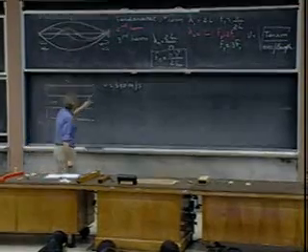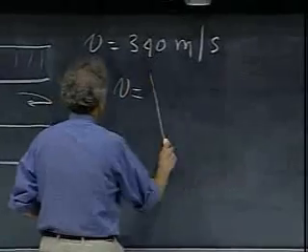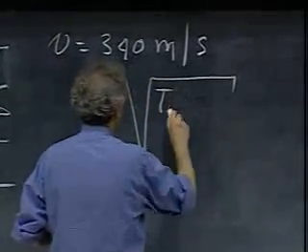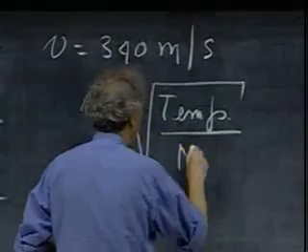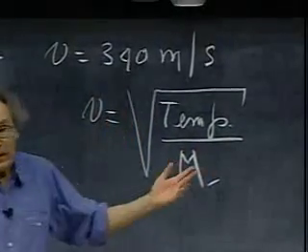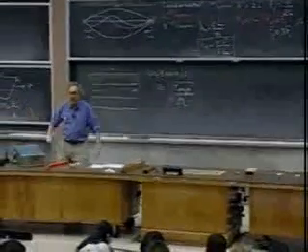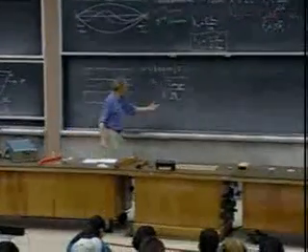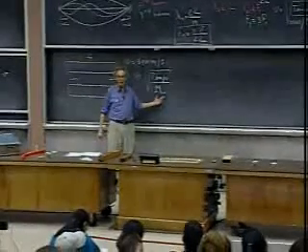The velocity of sound in a gas, V, is the square root of the temperature, so it's a little temperature dependent, divided by the molecular weight. Well, you can't do much about the temperature in a room. In general, it's room temperature. And with air, you're stuck with the molecular weight. Oxygen and nitrogen is about 30. There's not much you can do about that.